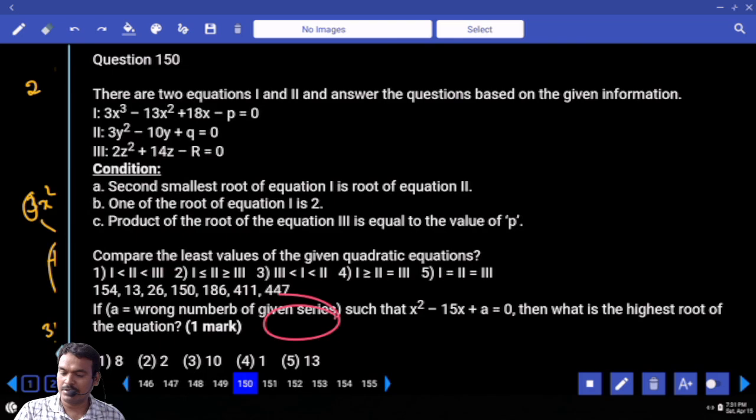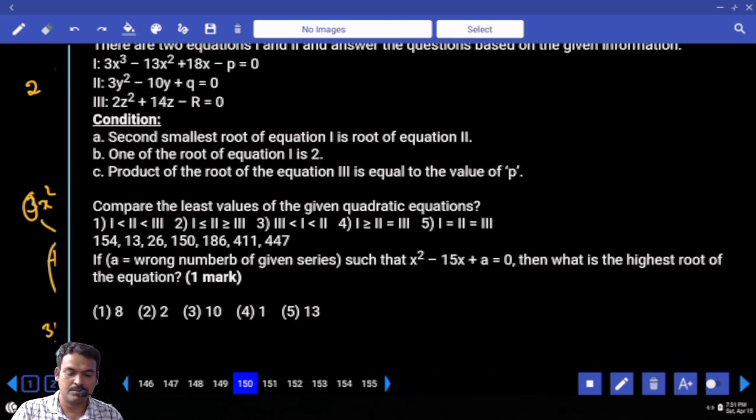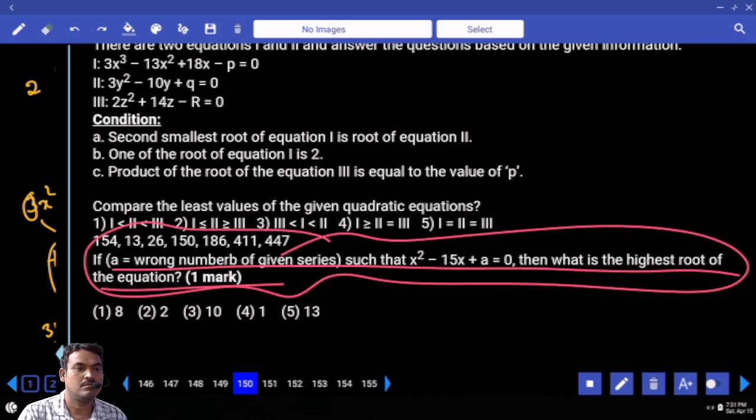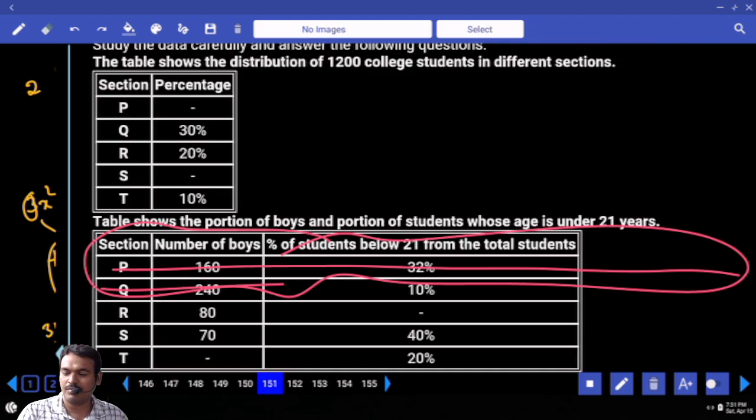And this question is a printing mistake. Just skip the question, because there is no numbering in the questionnaire. It is not in the paper. It is a printing mistake. Next question number 151.